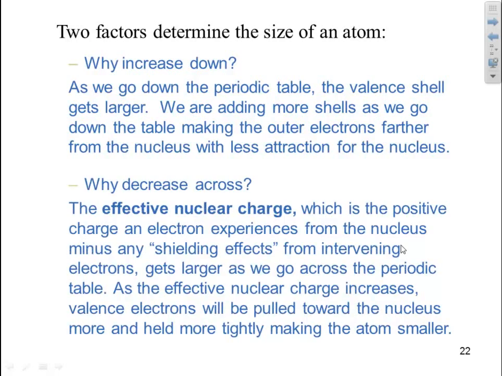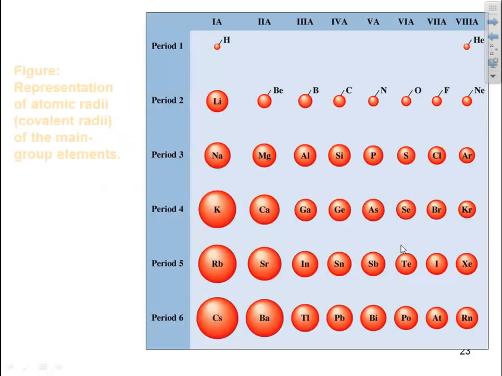Why does it decrease across? The effective nuclear charge, which is the positive charge an electron experiences from the nucleus, minus any shielding effects from intervening electrons, gets larger as we go across the periodic table. As the effective nuclear charge increases, valence electrons will be pulled toward the nucleus more and held more tightly, making the atom smaller. Here's some representation of the different atomic radii. And you notice that it's larger here at the bottom left corner.